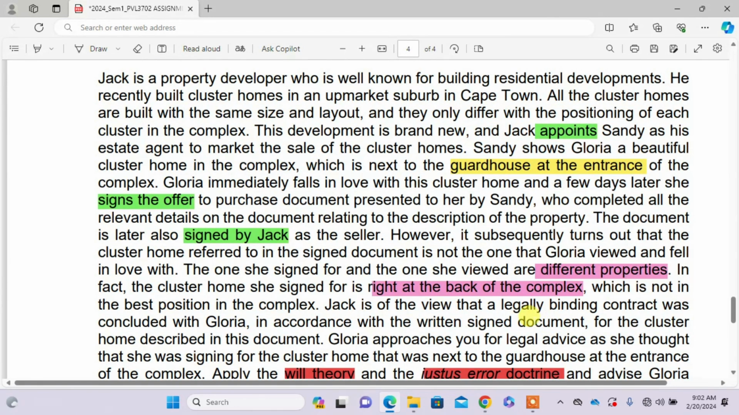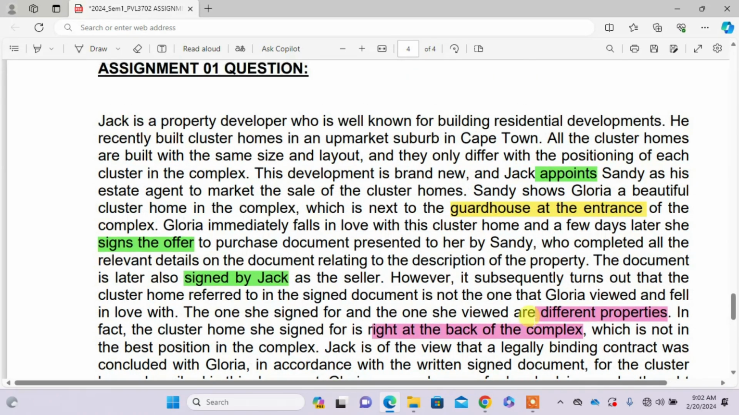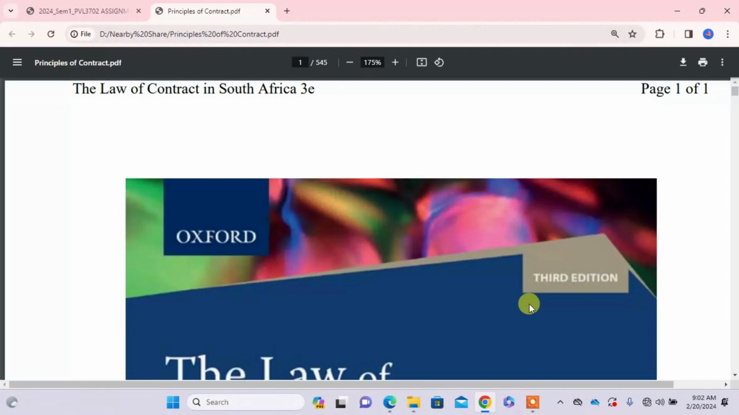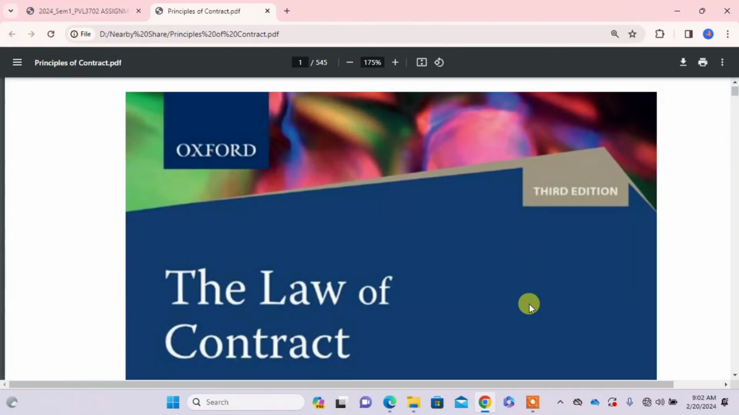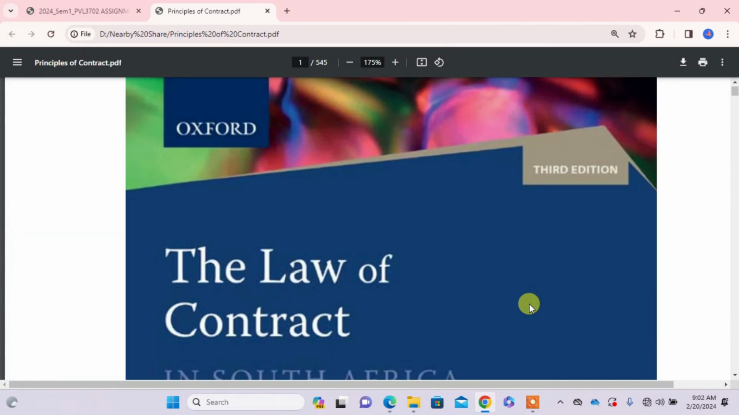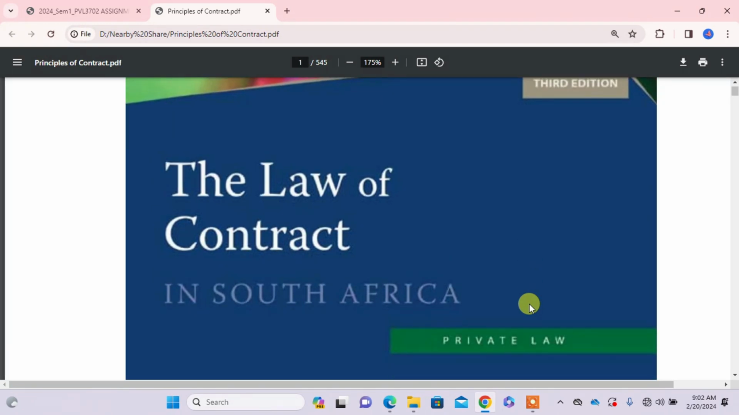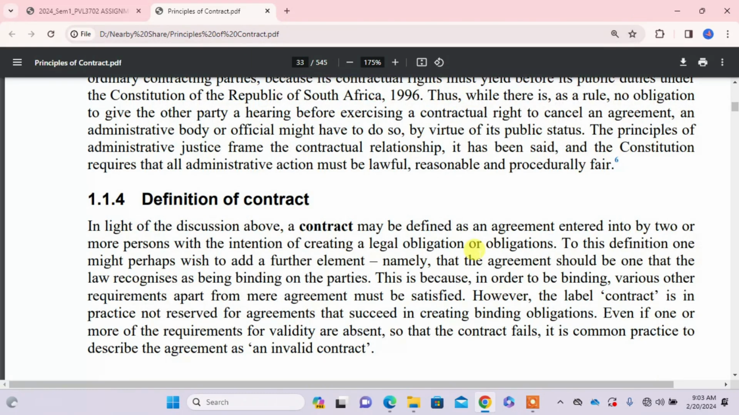So let's deal with the scenario. Now we have read the scenario, we have understood the scenario. Now let's deal with this question and answer the question. Firstly, I will look at this in the prescribed book, which is Law of Contract, third edition, which I hope most of you have. It is very important to read the definition of a contract first.